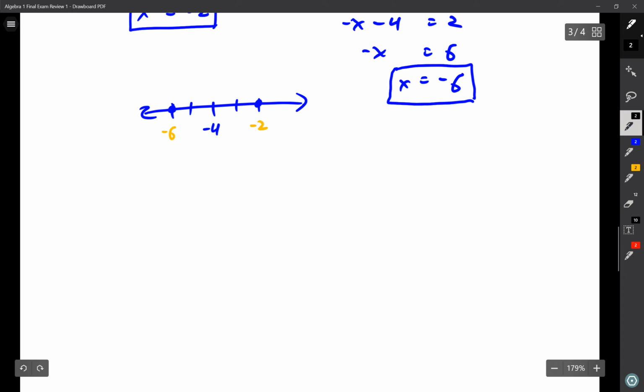Number 7 is use substitution to solve. And we got two equations here. 5x minus y equals -1. And 4x plus y equals 10.